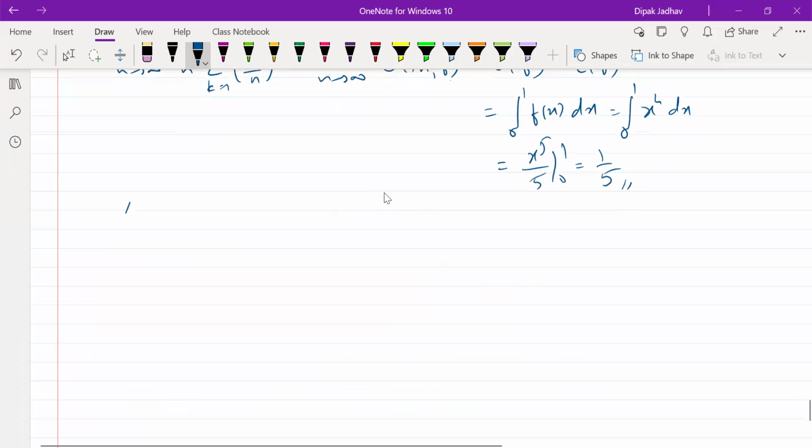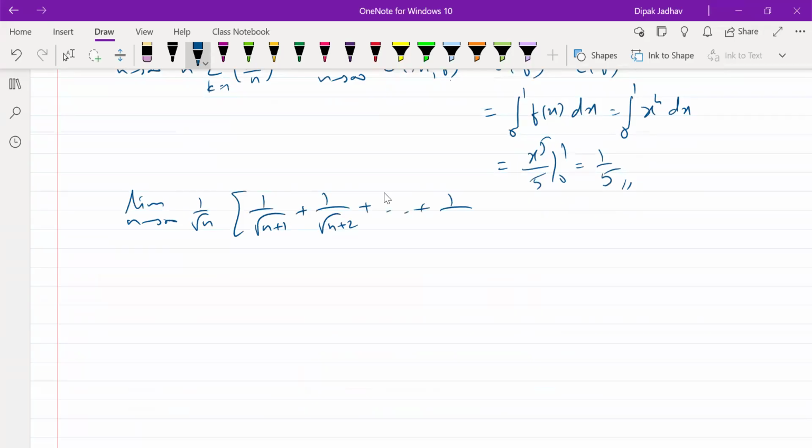Now we want this. Limit n tends to infinity of 1 by root 10, 1 by root 10 plus 1, 1 by root 10 plus 2, and so on up to 1 by root of 4n. So again we observe this is equal to 1 by root 10 into summation k from 1 to n, or rather, not just n, it's summation k running from 1 to 3n, 1 by root of n plus k.